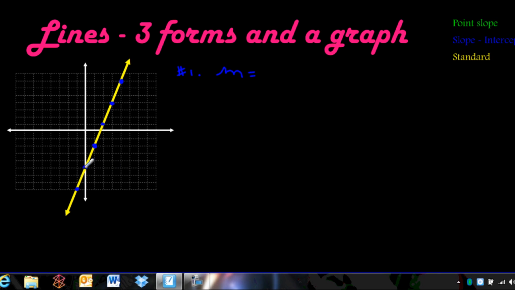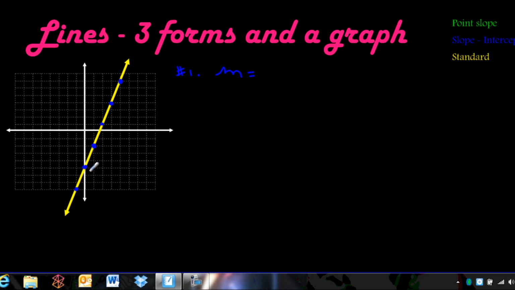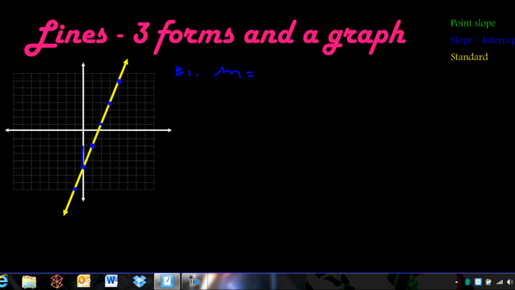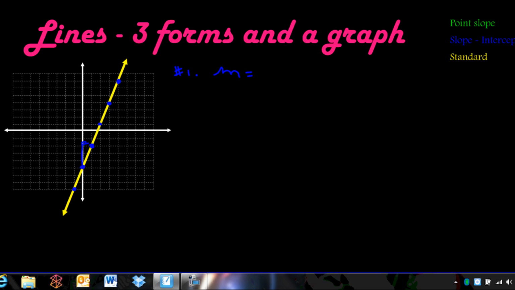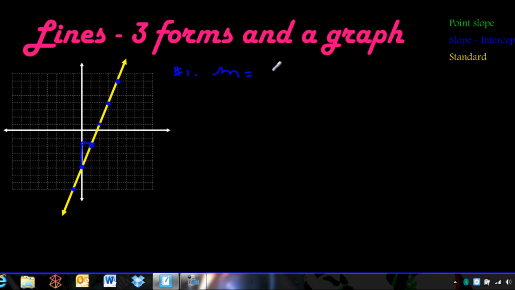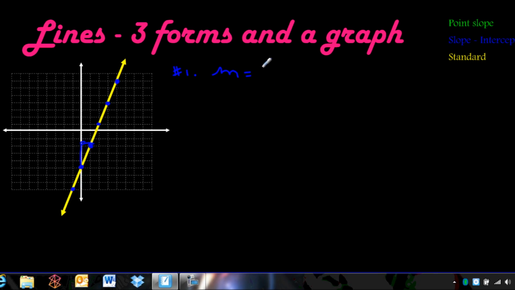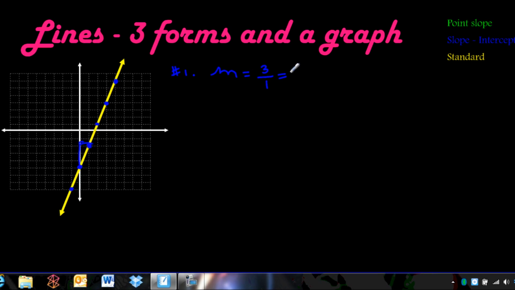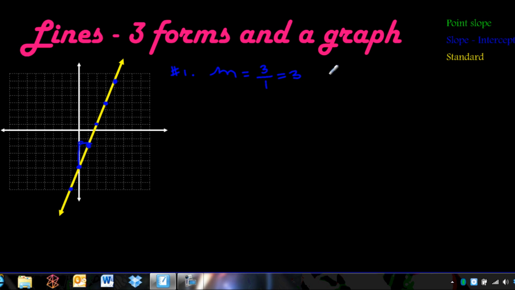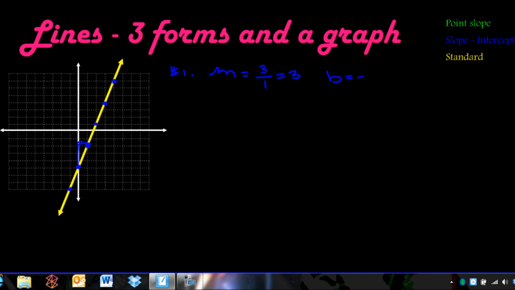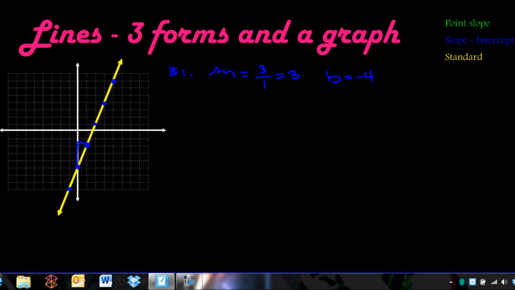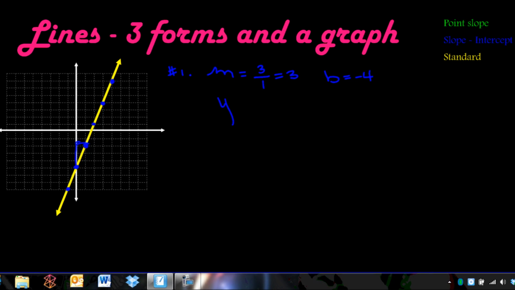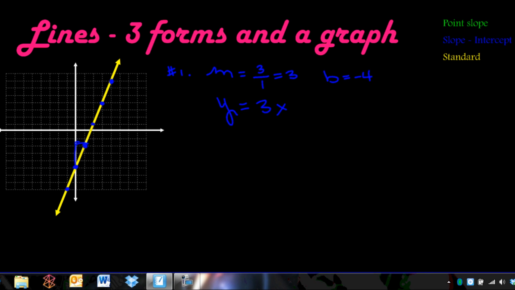Now, if I'm at the intercept here, I would need to go up 3 and sideways 2 to get to my next point. Sideways 1, I apologize. So up 3, sideways 1 gives me a slope of 3. Now, my intercept is sitting at 0, negative 4. So b is going to be negative 4. So slope-intercept form would be y equals 3x minus 4.